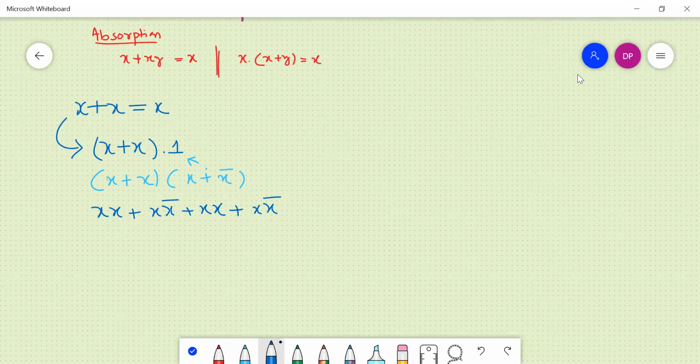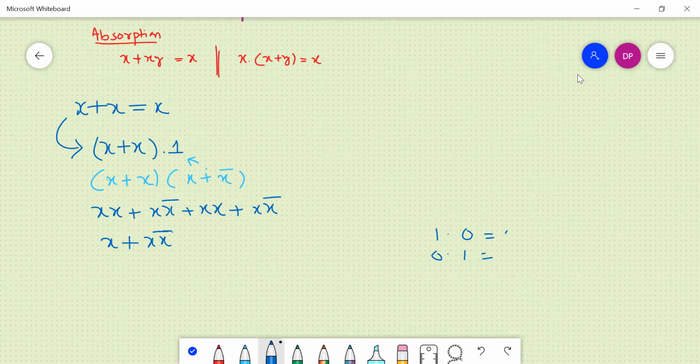x into x is how much? x. So we can write x into x complement, which is always how much? x into x complement means 1 into its complement 0, and 0 into its complement 1. It will always result in 0. So this will be 0, and this will again be 0.